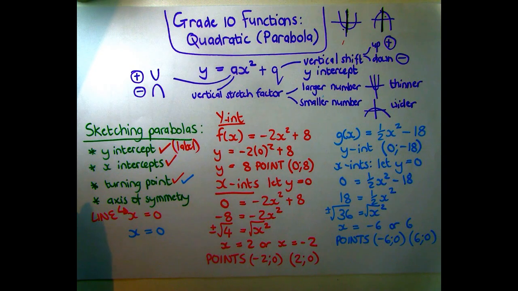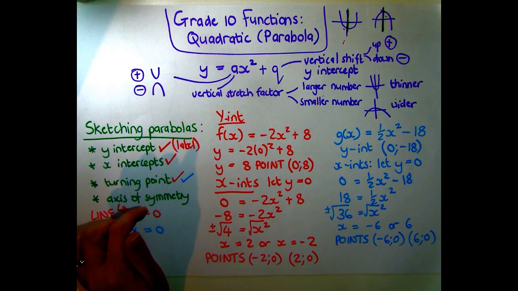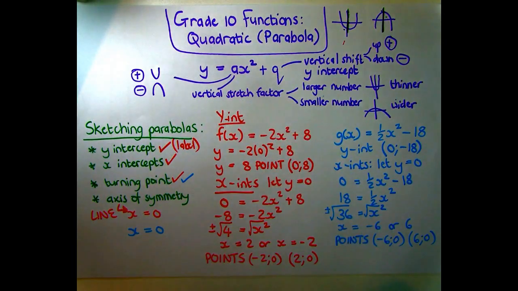But remember that the turning point and the axis of symmetry are pretty much covered in the Y-intercept. So when you're doing the Y-intercept, you're just reading off your Q value and you're plotting it as 0 and that Q value for your Y.